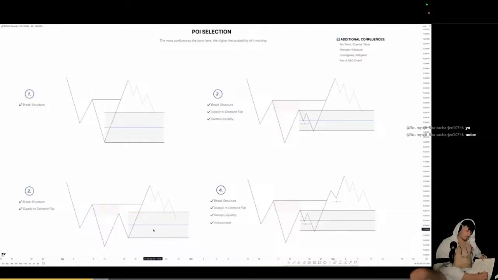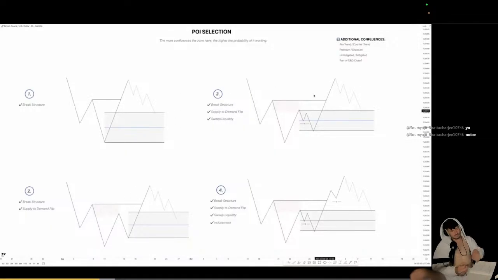So all a flip zone really does is give us increased probability of this POI actually working. So if we compare zone 1 and zone 2, zone 1 is just an ordinary zone that broke structure. Zone 2 is one that not only broke structure, but it also caused supply to demand to flip. This zone is going to be higher probability than this zone right here.